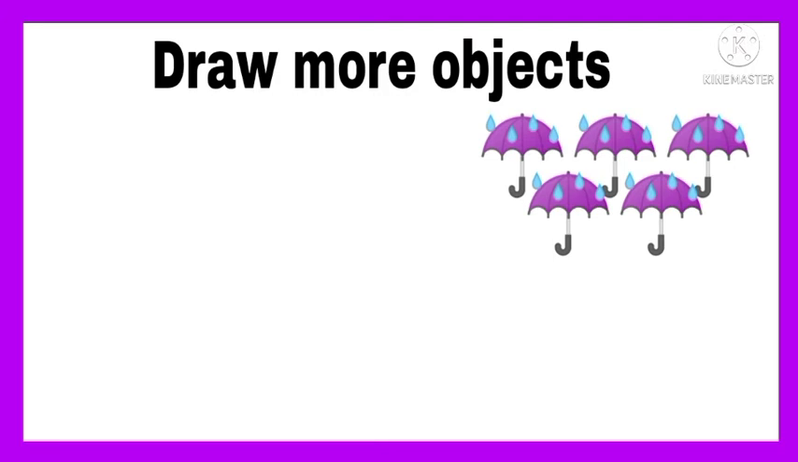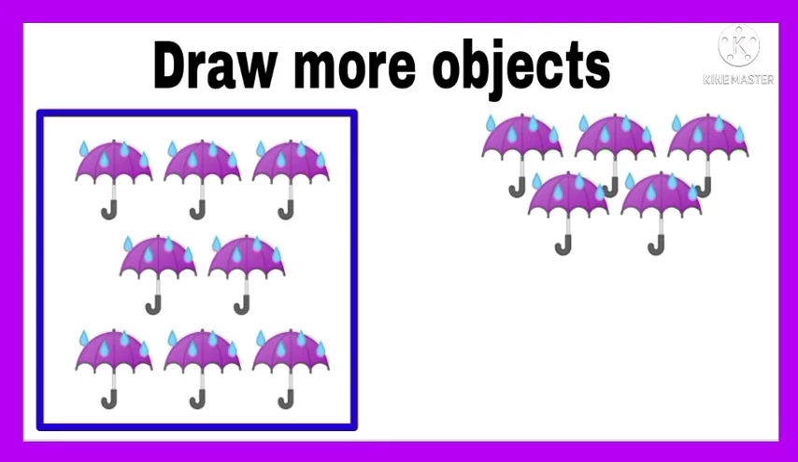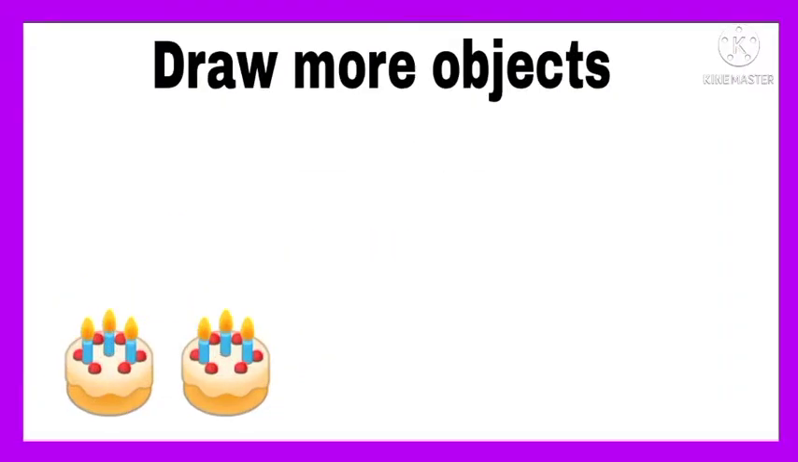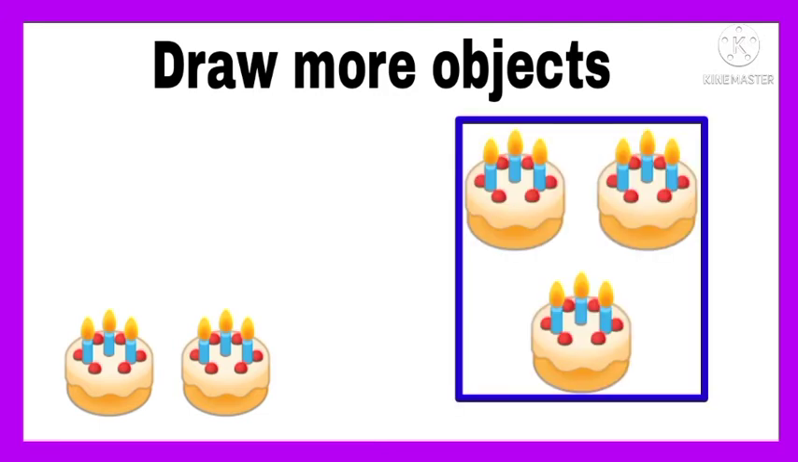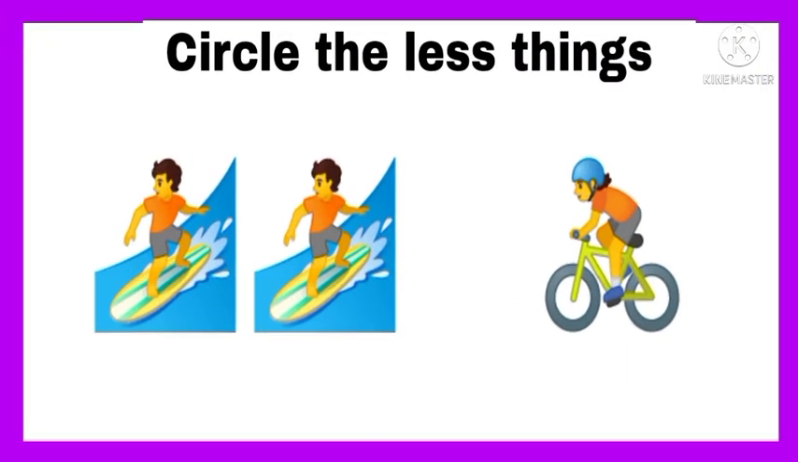There are 5 umbrellas. Draw more than 5. These are 2 cakes. We have to make more than 2 cakes. Again we are moving towards the circles.